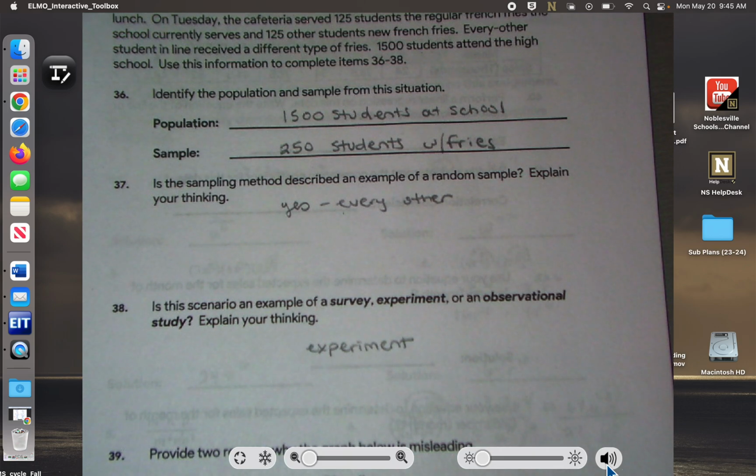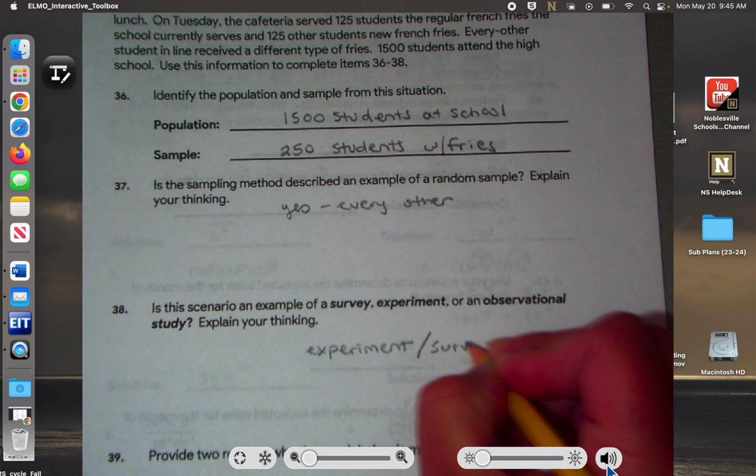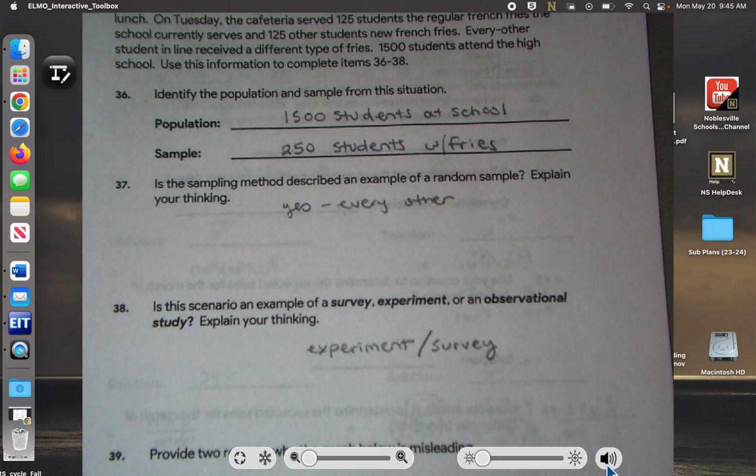Maybe it would be both. Because if they give them the new fries, they also have to ask them about it, right? So I think it's an experiment and a survey. Don't worry, there won't be one on the test where it's like, could be both. But I think you could argue either way.